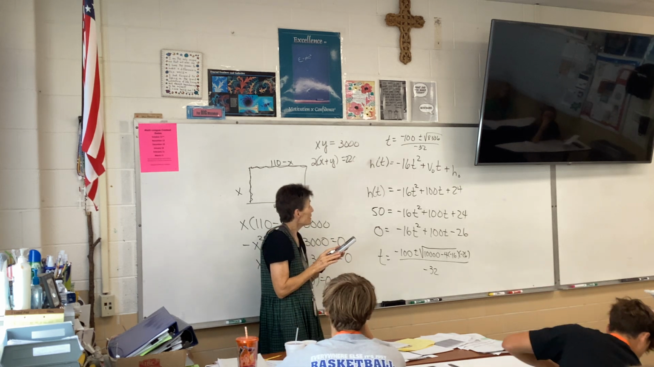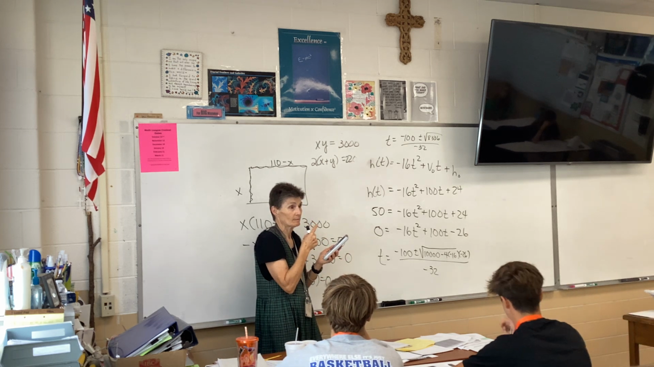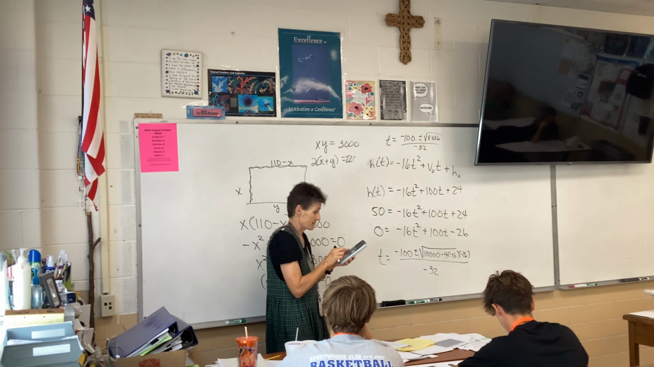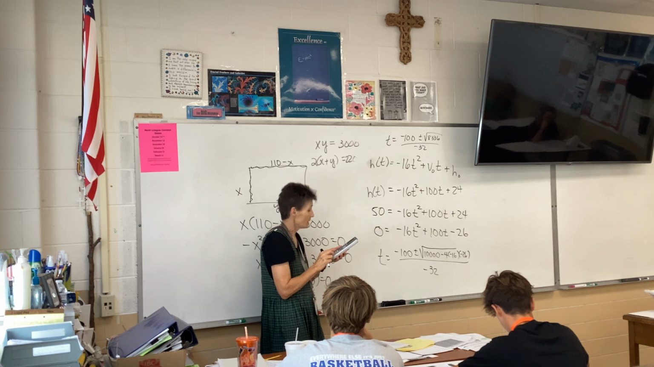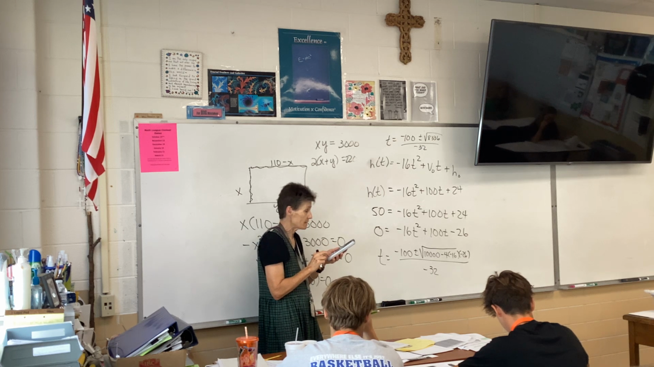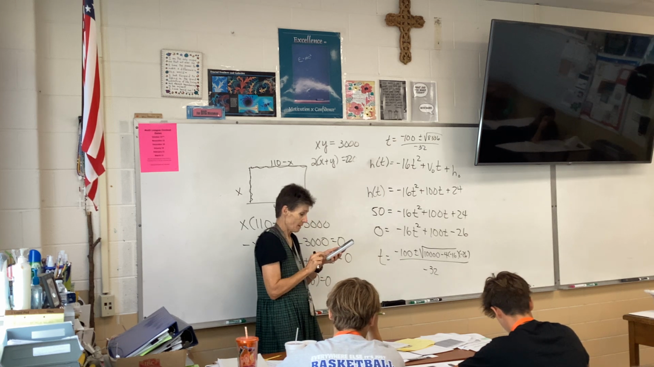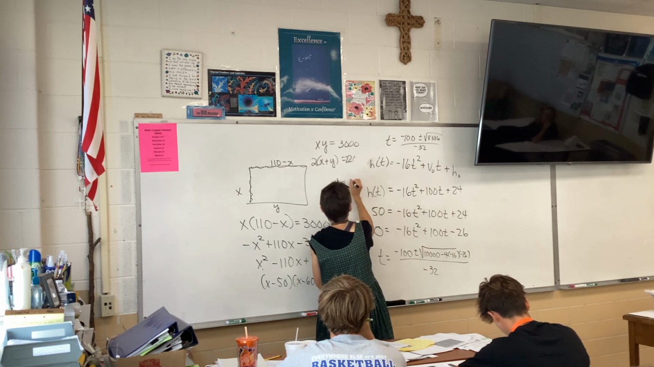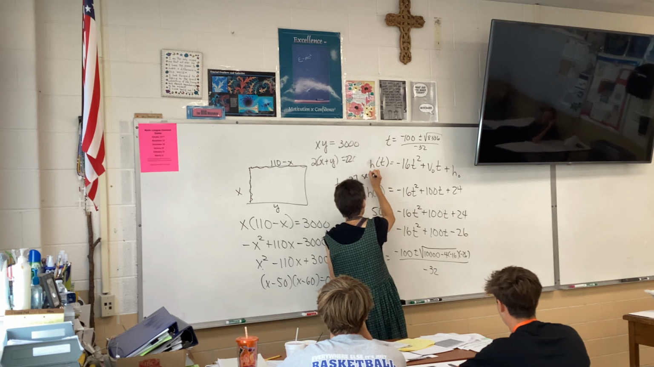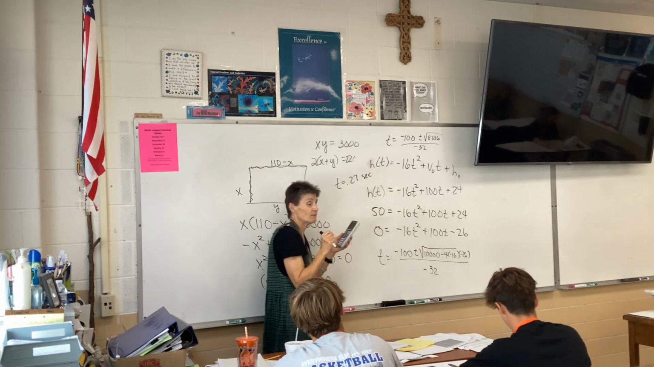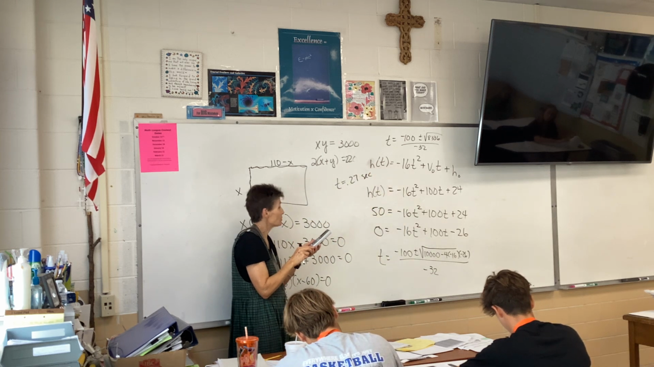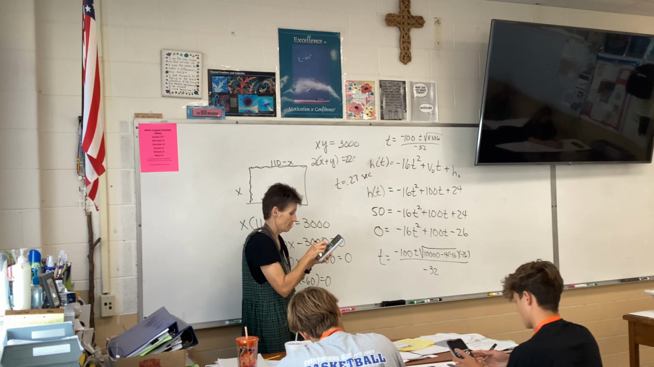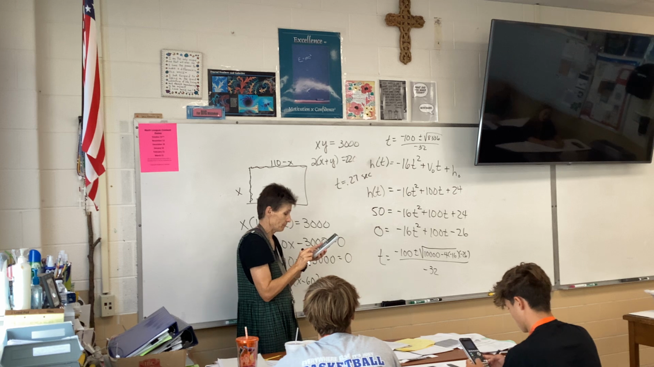Oh, let's see. So that's two answers, isn't it? Negative 100 plus the square root of 8336, divided by negative 32. So one of the answers is 0.27 seconds. When is the ball 50 feet above the ground? 0.27 seconds. And another one.